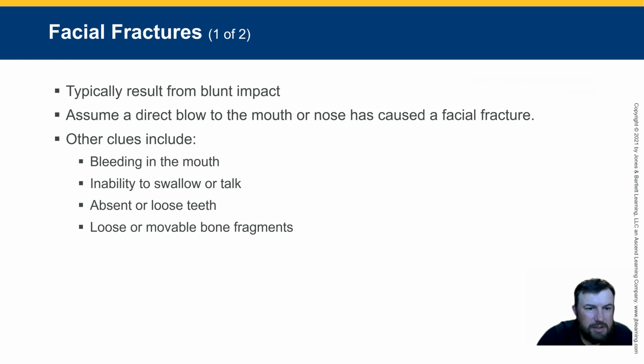Facial fractures typically result from blunt impact. Assume a direct blow to the mouth or nose has caused a facial fracture. Other clues indicate bleeding in the mouth, inability to swallow or talk, absent or loose teeth, loose or movable bone fragments. Once again, it might not be obvious on the outside, so this is why we need to open the airway and we always look into the mouth for the blood, the teeth, any of that. If we can get it out, finger sweep. If they can get it out, even better. If not, we're suctioning.